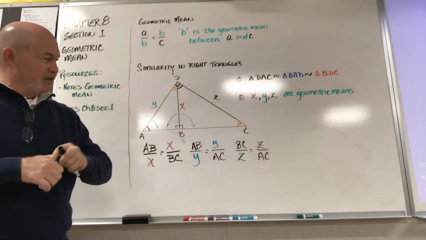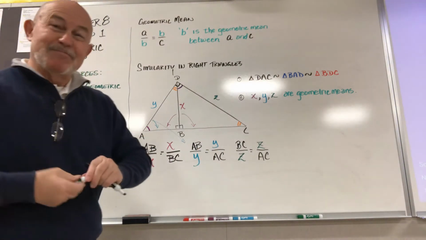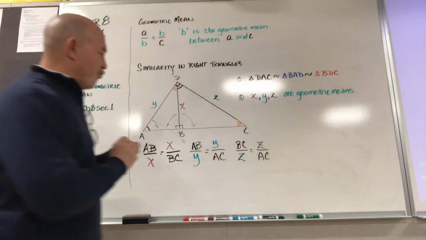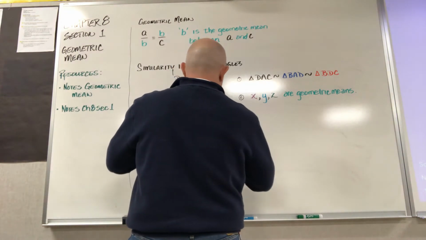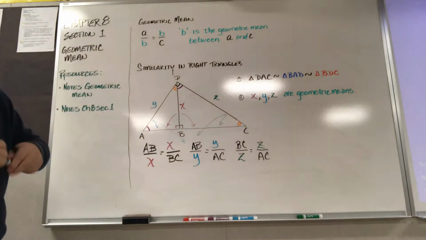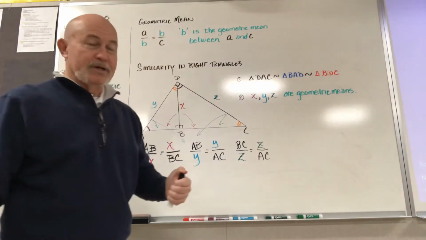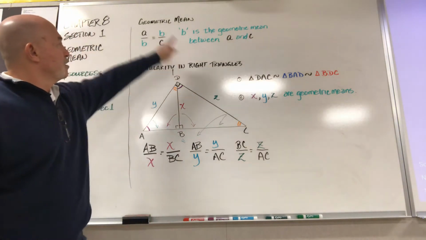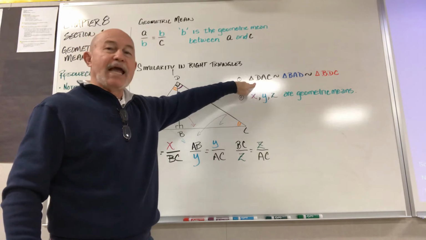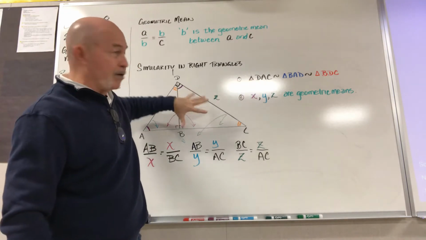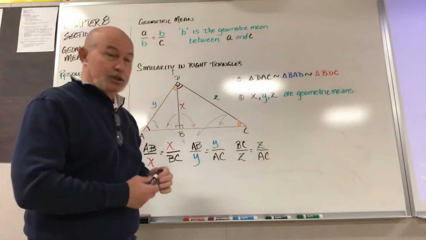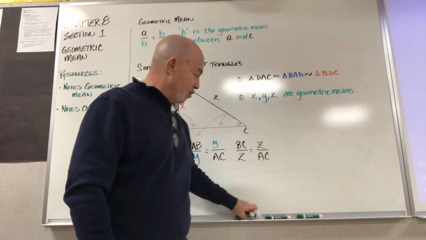Some of you ask why I put the little whoop-de-doo on the Z's, because sometimes they look like twos and I don't want to confuse you. So those are your three, and this is kind of where the arrows come into play. Kind of looking like that. That's what we're going to deal with. So, geometric mean, statement of similarity for the three triangles, the geometric means, the leg, and the altitude from the right angle.